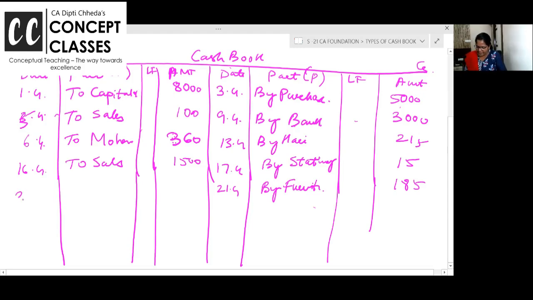On 22nd April, received money from Sohan. Cash account debit to Sohan. Some old due must be there. So that is received.